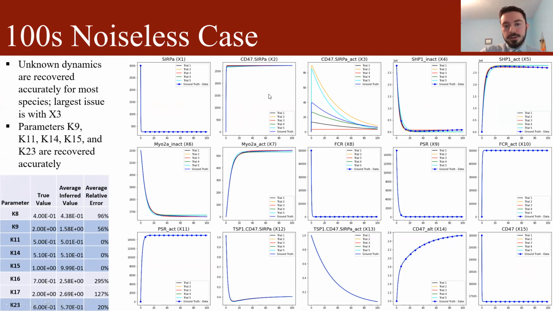Even the unknown dynamics are predicted almost exactly by the PINN, like X2, X6, X7, X12, and X13, which all follow the curve very closely. But there is a larger issue with predicting X3, and the predictions are sometimes overestimated and sometimes underestimated. The parameters are recovered accurately. These are K9, K11, K14, K15, and K23. This is determined by relating it to the average relative error, so these have lower average relative errors than the other three parameters here.